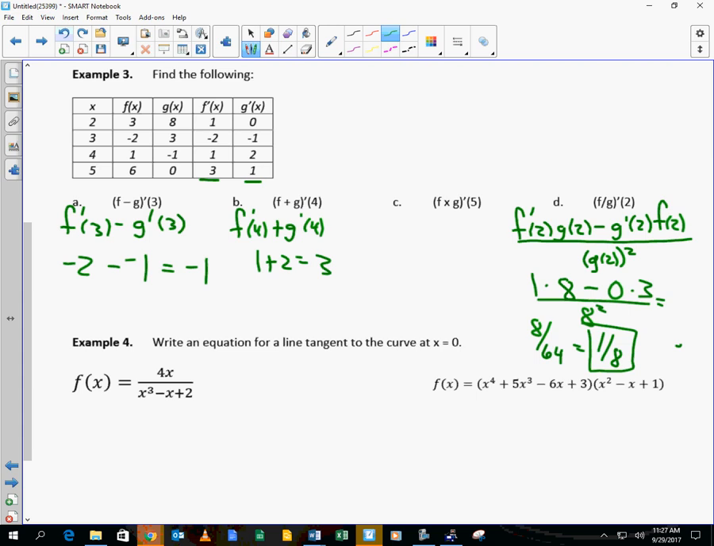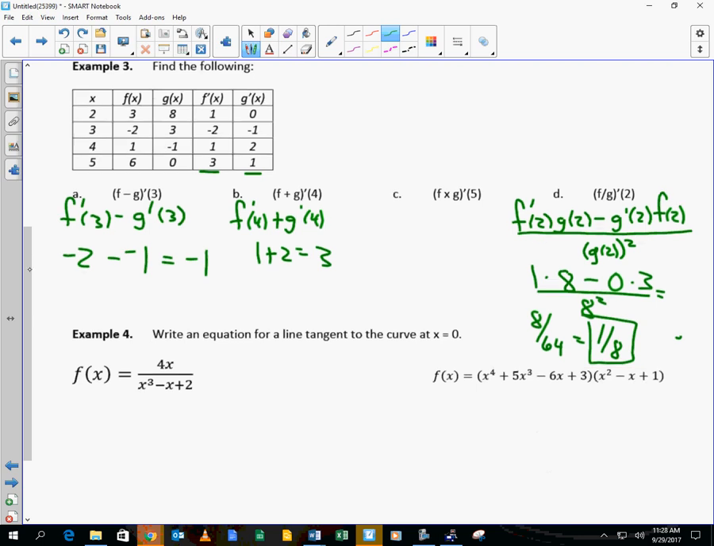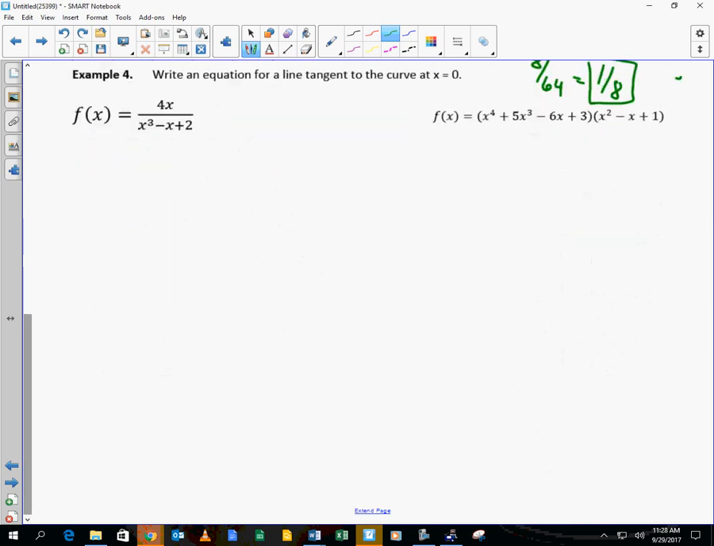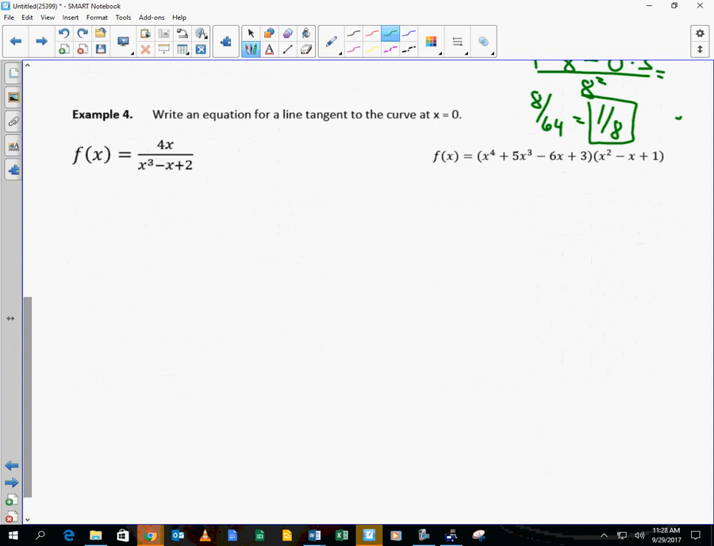What do you think? Okay, so these are great questions to use for the AP exam, and I love these questions. You will have these questions on your test. You will have them on the final exam. You'll see these throughout the year. This tests your true understanding. It says write an equation for a line tangent to the curve at x equals 0. If I write an equation for a line, what two things do I need?